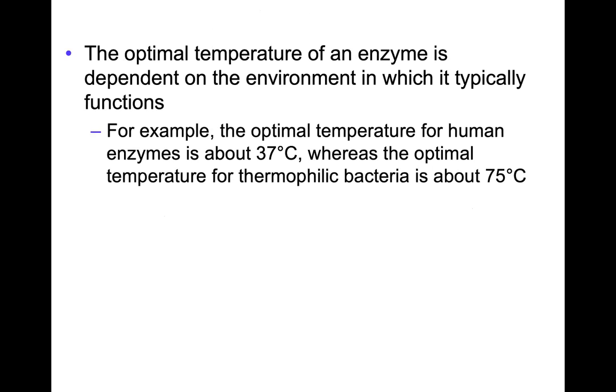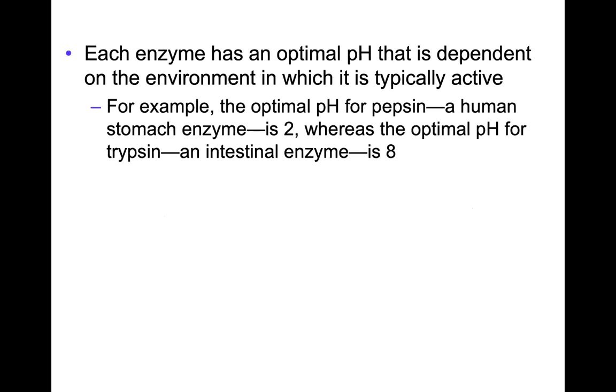The optimal temperature of an enzyme is dependent on the environment in which it typically functions. For example, the optimal temperature for human enzymes is about 37 degrees Celsius, whereas the optimal temperature for thermophilic bacteria is about 75 degrees Celsius. Each enzyme has an optimal pH that is dependent on the environment, and most of these optimal pHs are slightly acidic to more neutral. However, if the pH is too acidic or too basic, you can end up denaturing the enzyme as well.